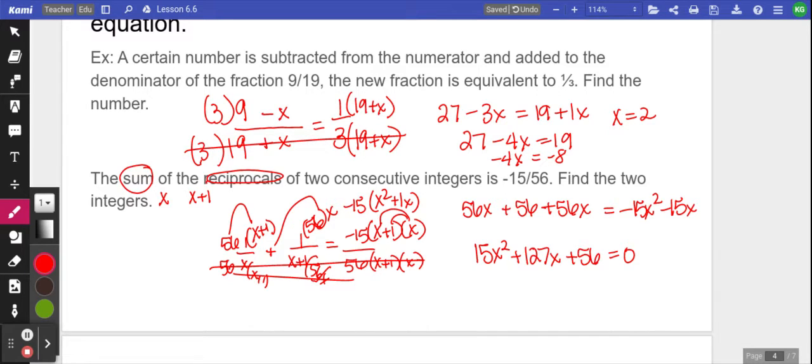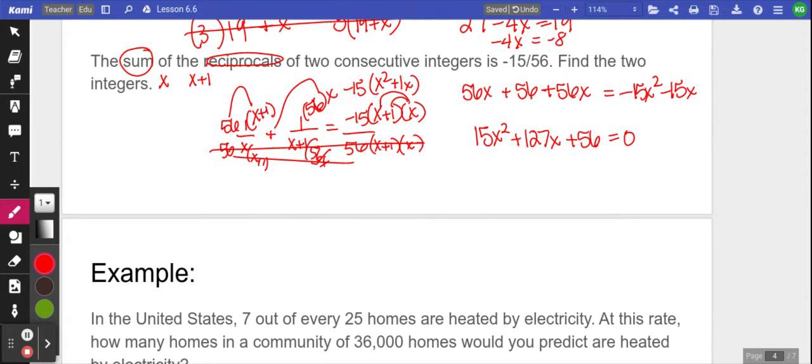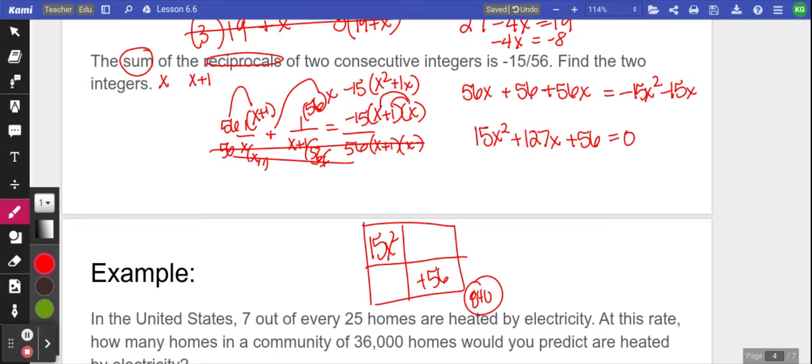Now I had hoped that 15, 56, and 127 would have a greatest common factor, but I don't believe that they do. So this would become a window method. So I'm looking for factors of 840 that add up to 127.